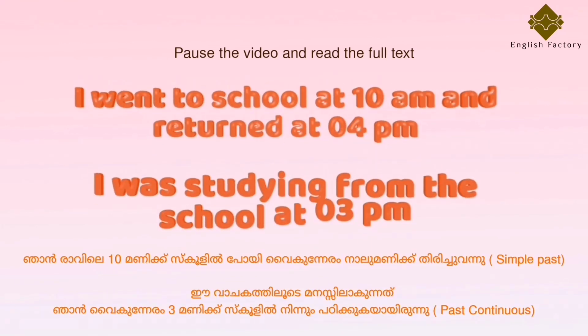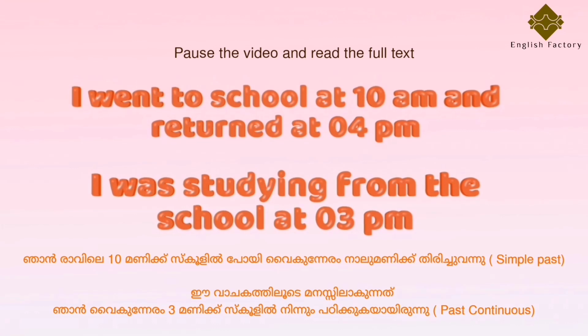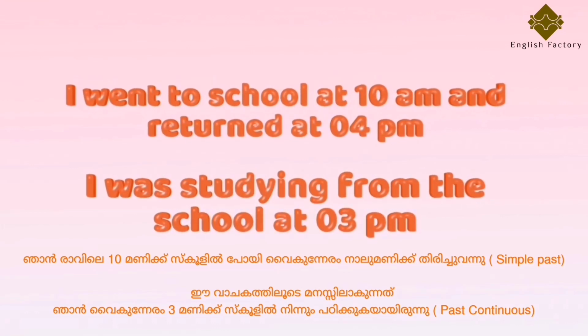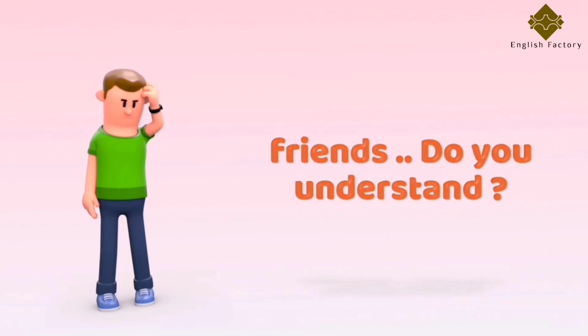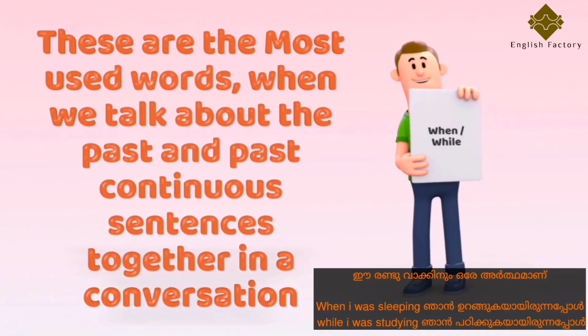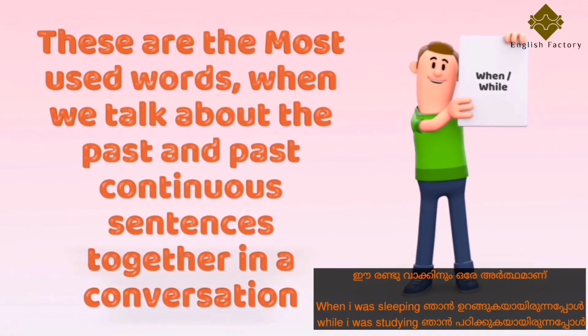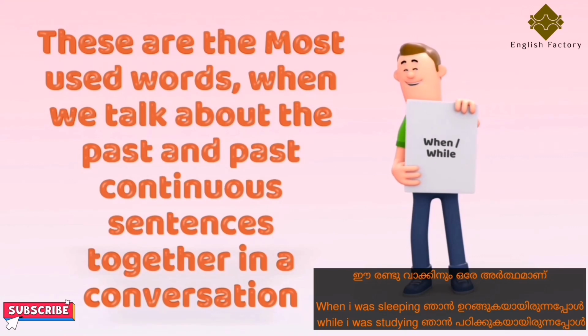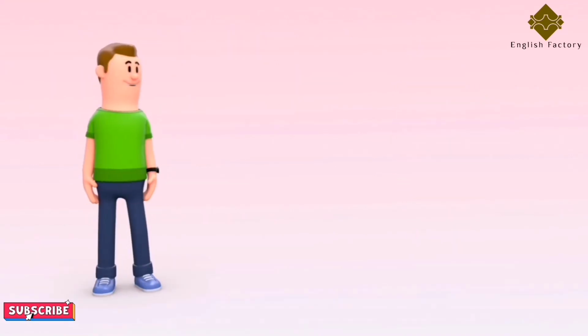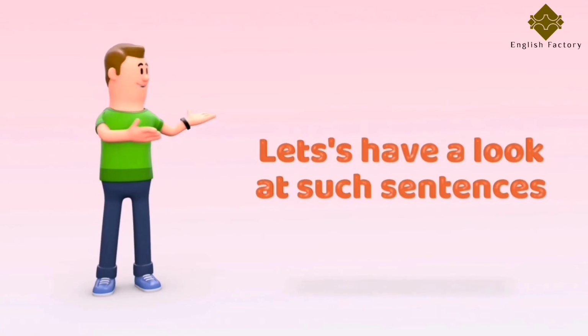I went to school at 10 a.m. and returned at 4 p.m. I was studying from the school at 3 p.m. Friends, do you understand? When and while have the similar meaning. These are the most used words when we talk about the past and past continuous sentences together in a conversation. Let's have a look at such sentences.